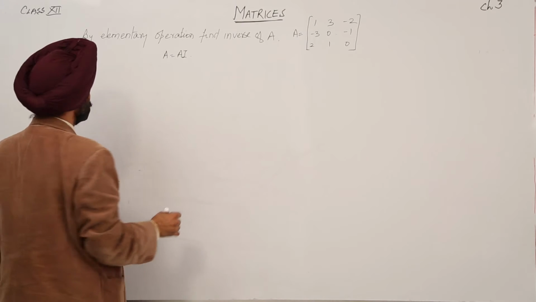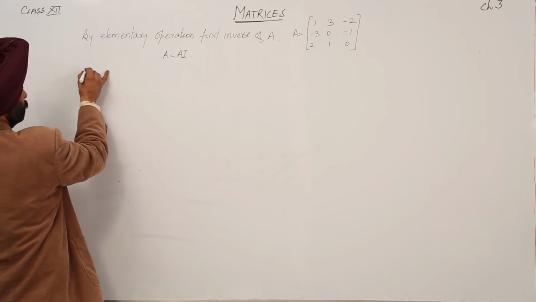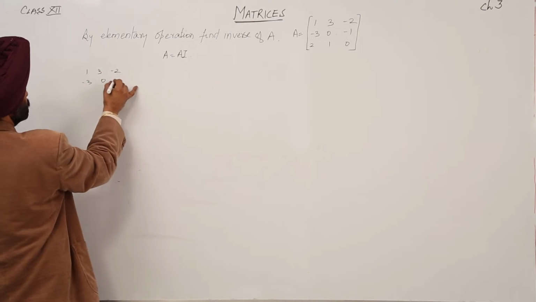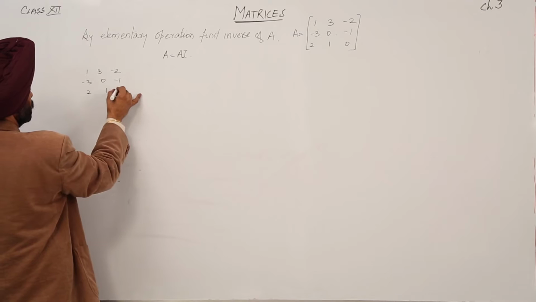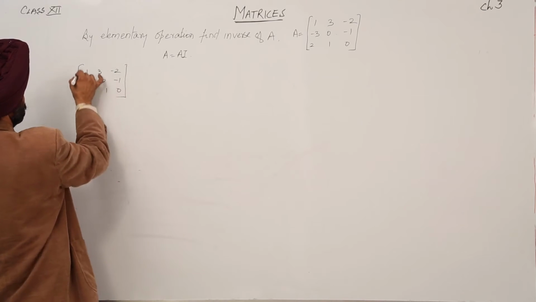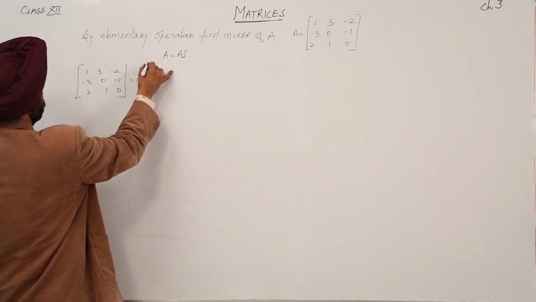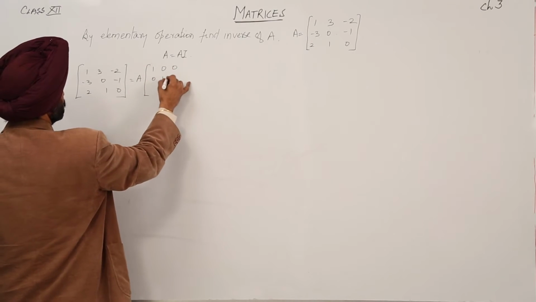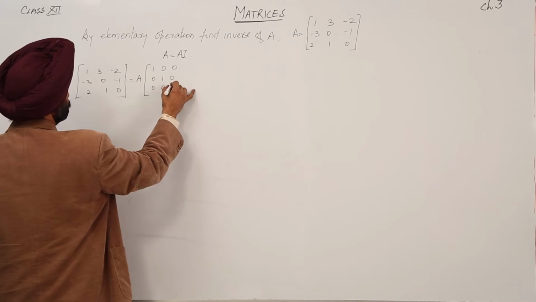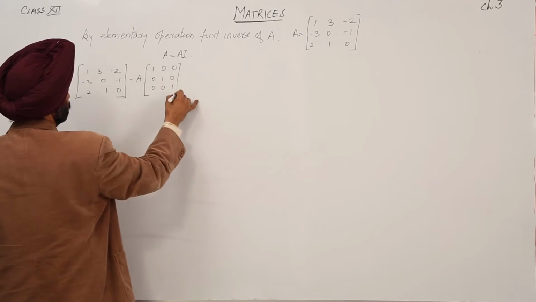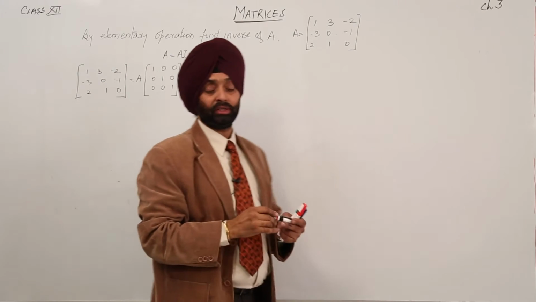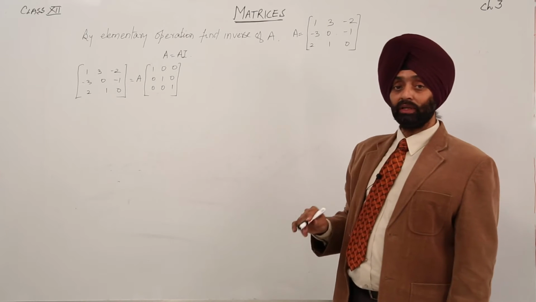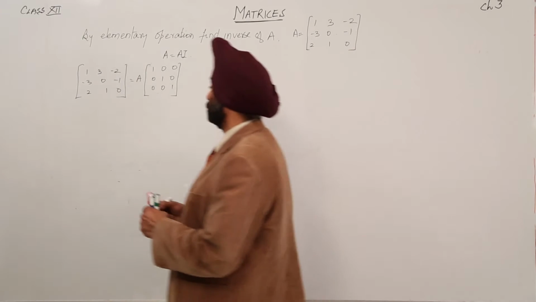Now our question goes: the matrix 1 3 minus 2, minus 3 0 minus 1, 2 1 0 is equal to A, then we are having the identity matrix 1 0 0, 0 1 0, 0 0 1. Now we have to make the left hand side an identity matrix using column operations. Now step 1 is what? Make A11 equal to 1.